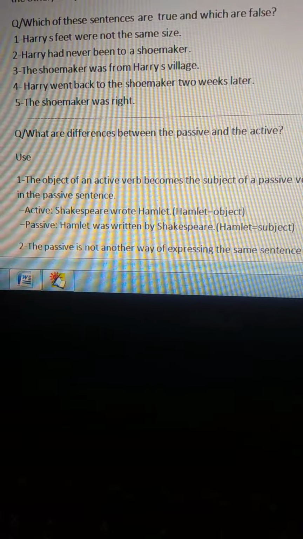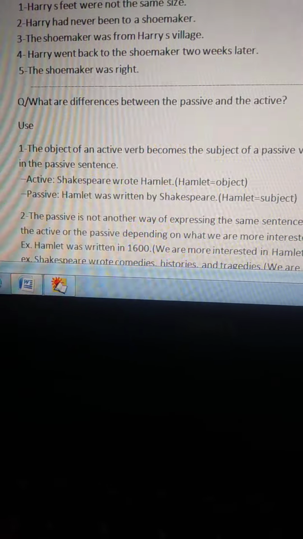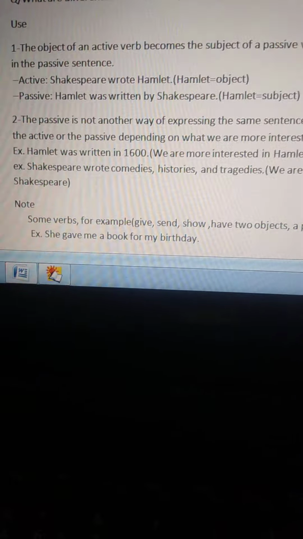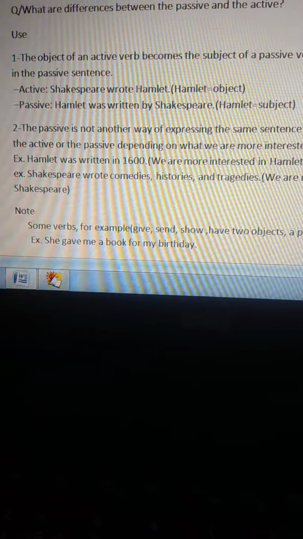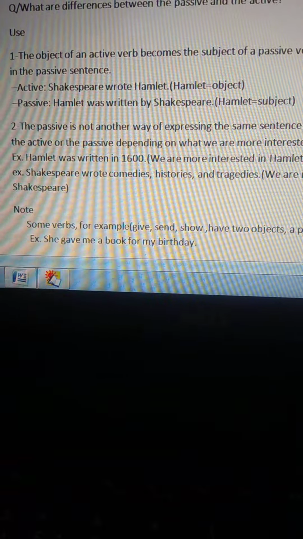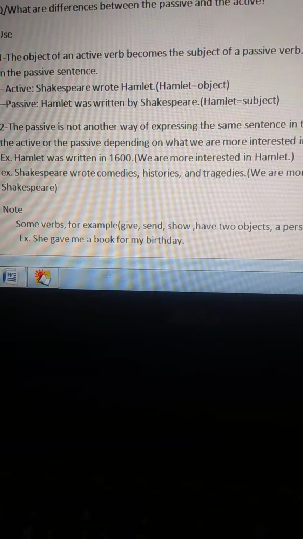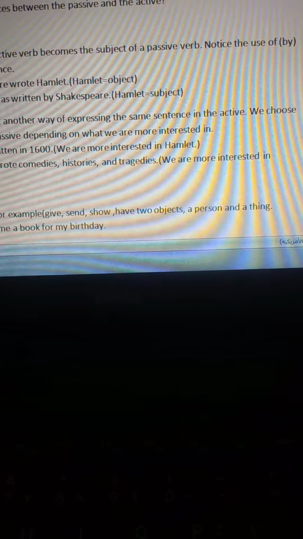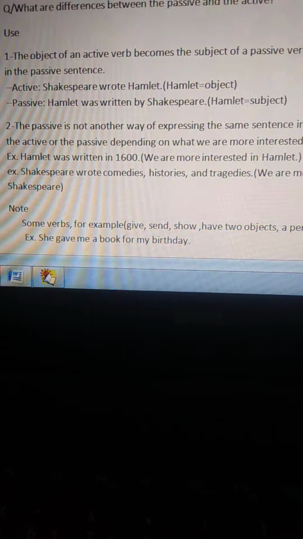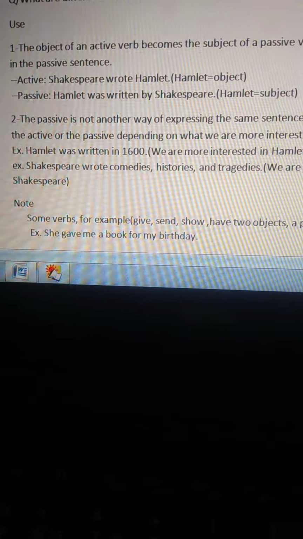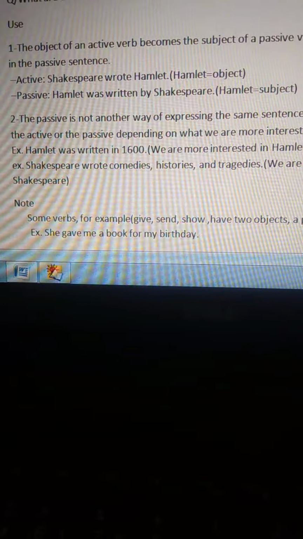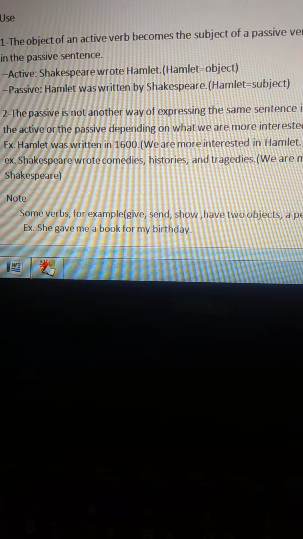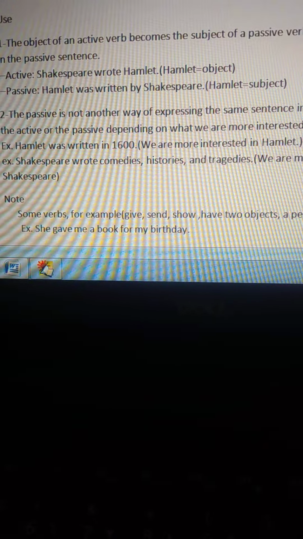Question. What are the differences between the passive and the active? Use number 1. The object of an active verb becomes the subject of a passive verb. Note the use of by in the passive sentence. Active: Shakespeare wrote Hamlet. Passive: Hamlet was written by Shakespeare.